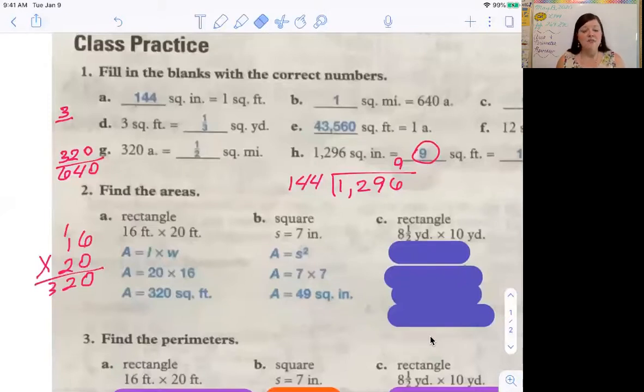Let's find the area of this rectangle. A equals L times W. Notice they do not tell us which one is length or which one is width. So how do we know which is which? Whichever one is the largest, that is your length.